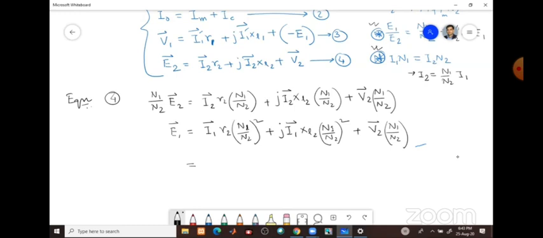What will be the unit of R2 into N1 by N2 whole square? What is the unit of that? Ohm, sir. Okay, correct. So that means it doesn't have any unit. It's just a ratio.